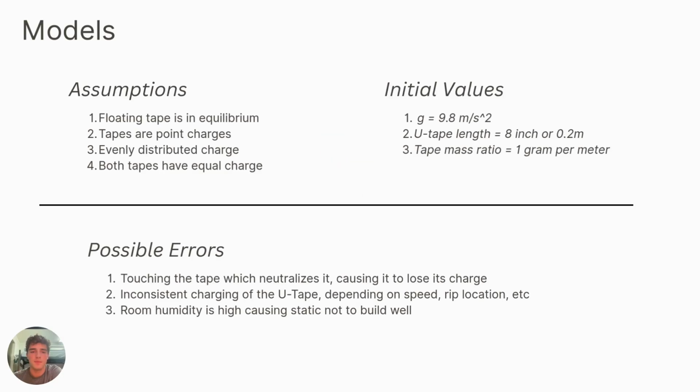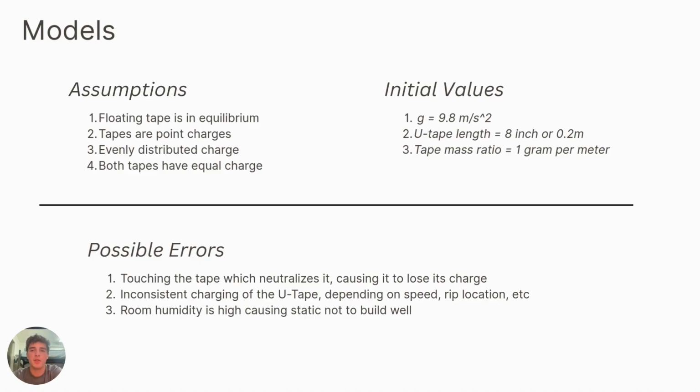Now for models. Some assumptions that we made were that the floating tape is in equilibrium, and that the tapes are point charges. We also made the assumption that the charge was evenly distributed between the tape, and also that both tapes have an equal charge. Initial values that we used were Earth's gravitational acceleration constant, 9.8 meters per second squared. The U-tape's length was always 8 inches, or 0.2 meters, and the tape mass ratio was 1 gram per meter, which we used to figure out the mass of the strip of tape.